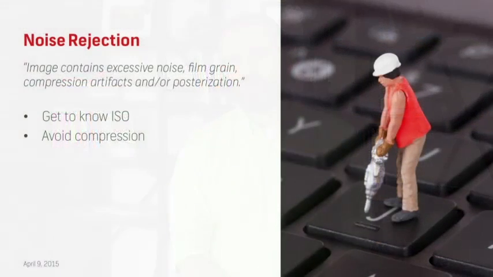The other really common thing that we see, in particular with newbie contributors, is compression issues. So you want to avoid compression completely. A lot of times new photographers don't realize that there's image compression going on within the camera and you're not even aware of it. So double check your camera, make sure you're shooting at the highest resolution that's possible.